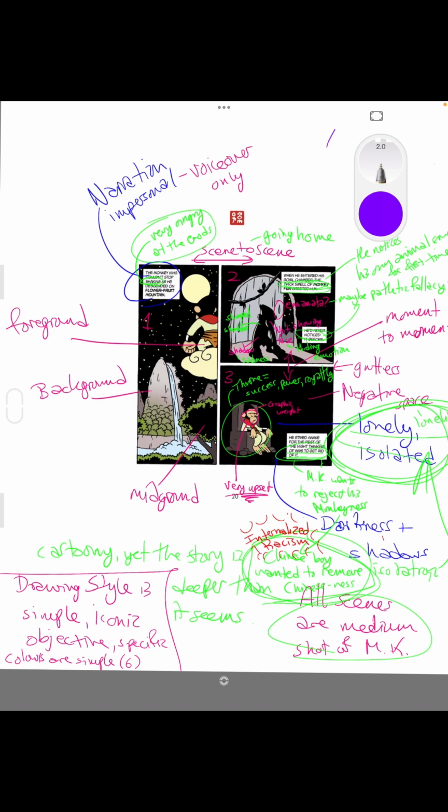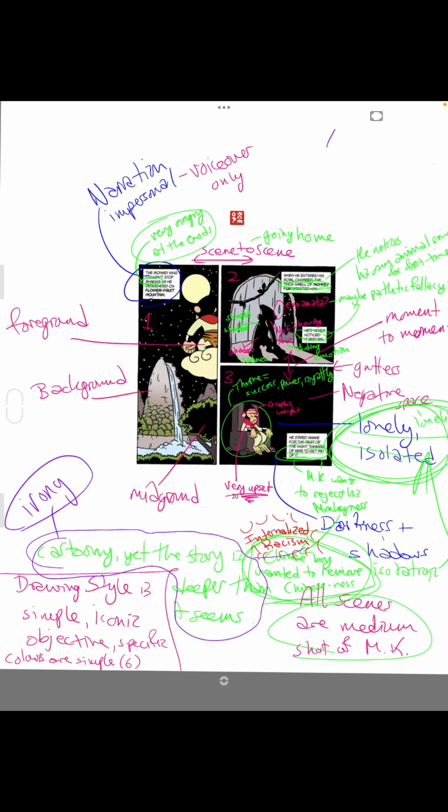What I realized is that I talked about this thing, cartoony, yet the story is deeper than it seems, right? And that is important. That is called irony. Because you don't expect this cartoony, fun graphic novel that looks just like a simple comic to actually have such a deep story, right? And here we are at the very beginning of chapter 1, and already we're dealing with something called internalized racism, right?